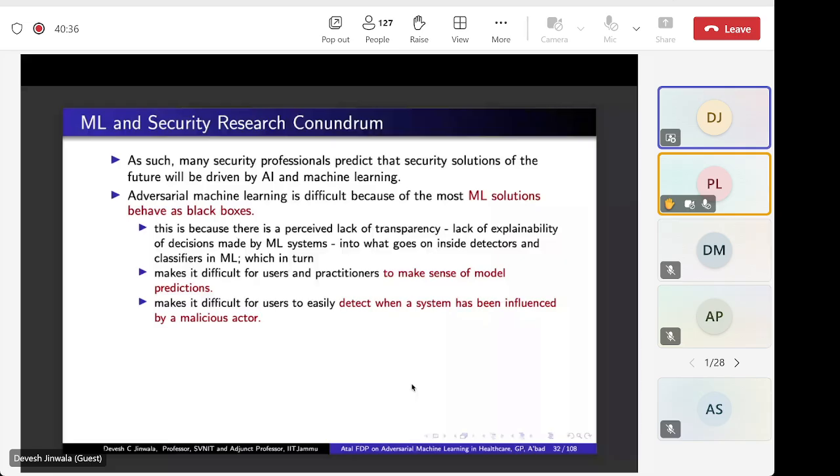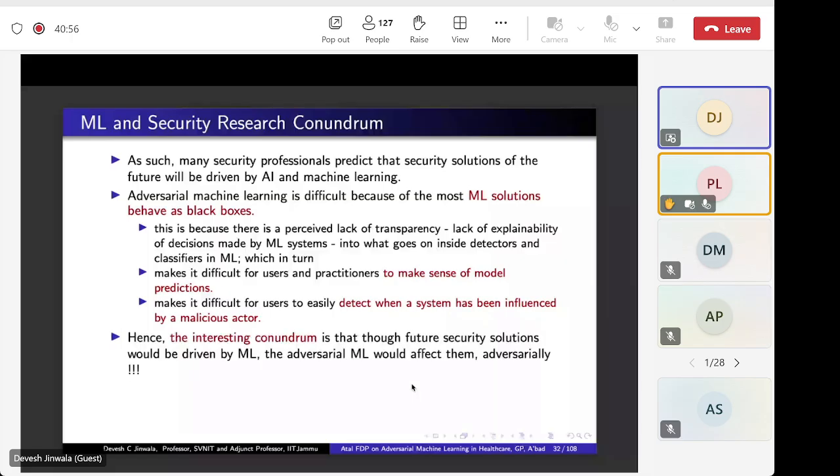protection mechanism. Otherwise, if that model's weakness is somehow noticed by the attacker, the attacker would try to misuse it. And therefore, it is difficult for users to actually detect when a system has been influenced by a malicious actor. That is what is known as the conundrum or conflict. On one side, we want security solutions which are driven by machine learning. But when a security solution is driven by machine learning, mark my words carefully, the security practitioner would say that I don't understand what is happening behind the scene. And that makes this entire field pretty difficult.